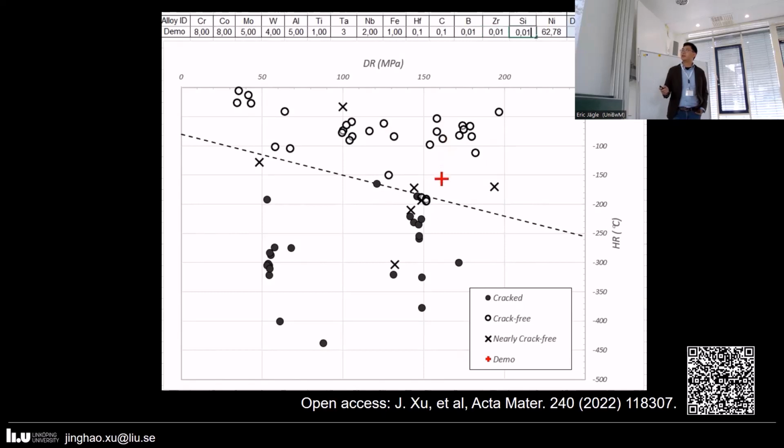It includes almost all the alloy elements, and hafnium, carbon, boron, zirconium, silicon. Those minor elements are also included.